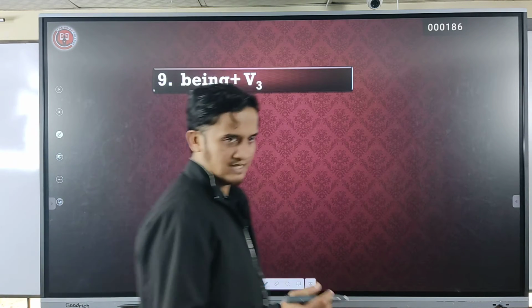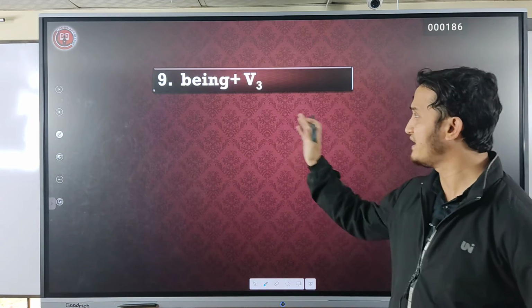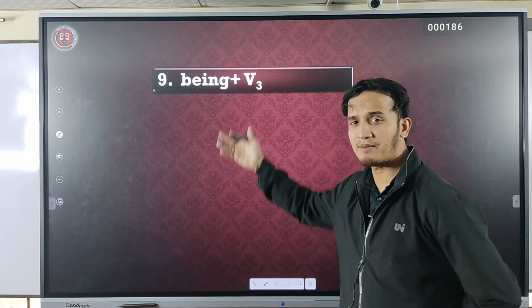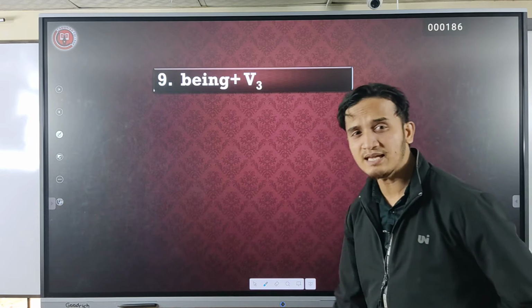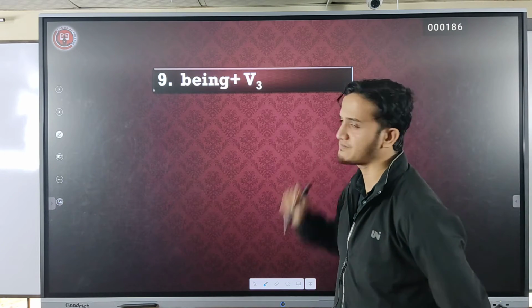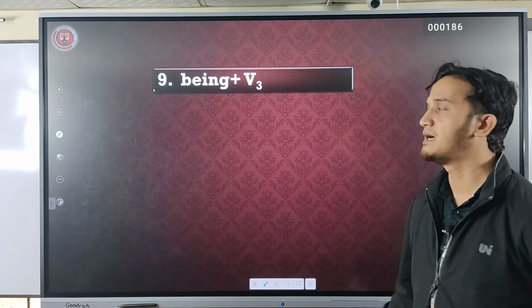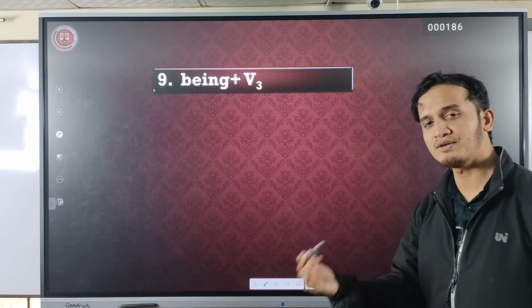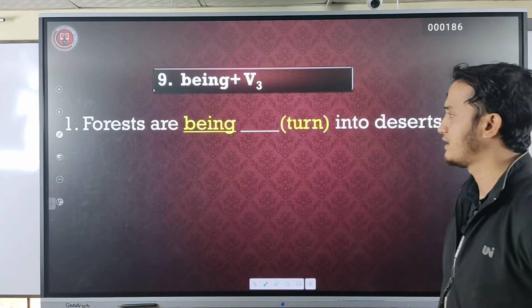And whenever you see the word being, and a verb is placed just after the word being, what do you write? You just have to transform the verb into past participle form. B3 means, as you know, past participle form.